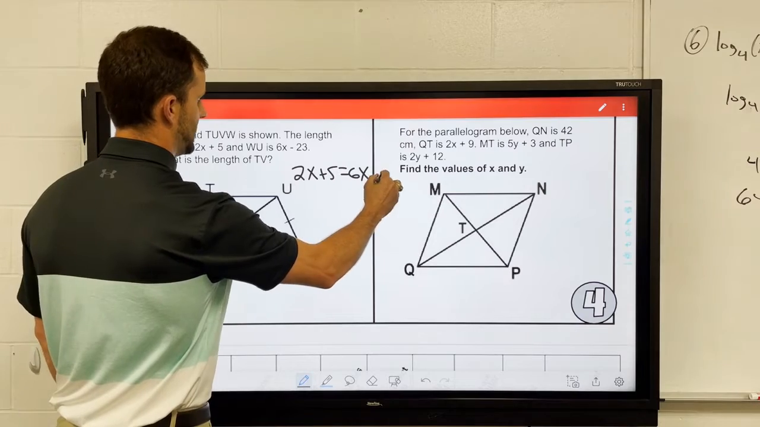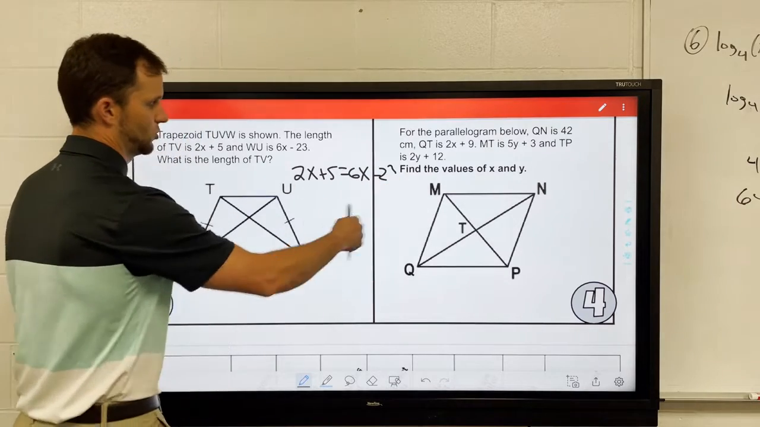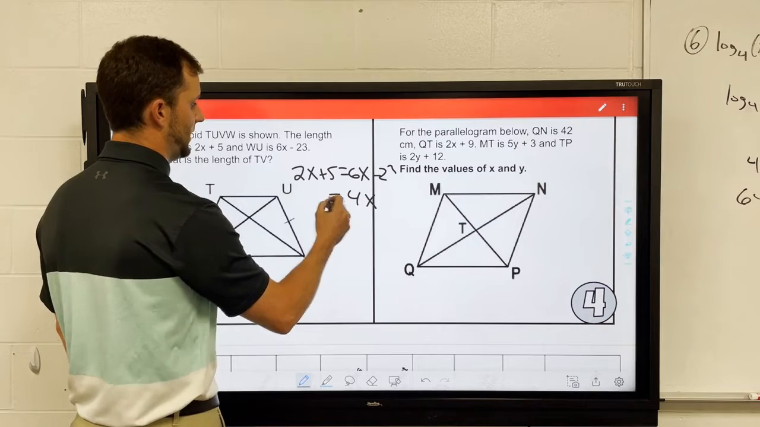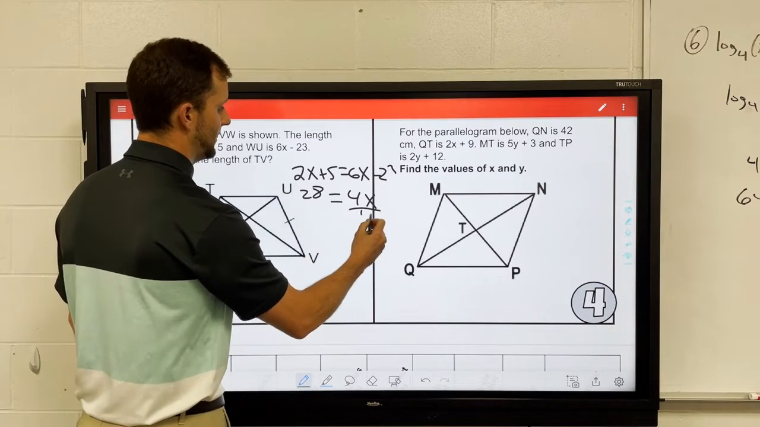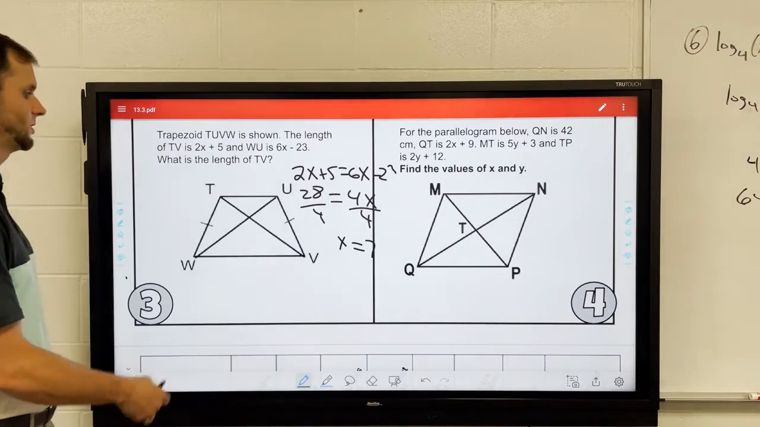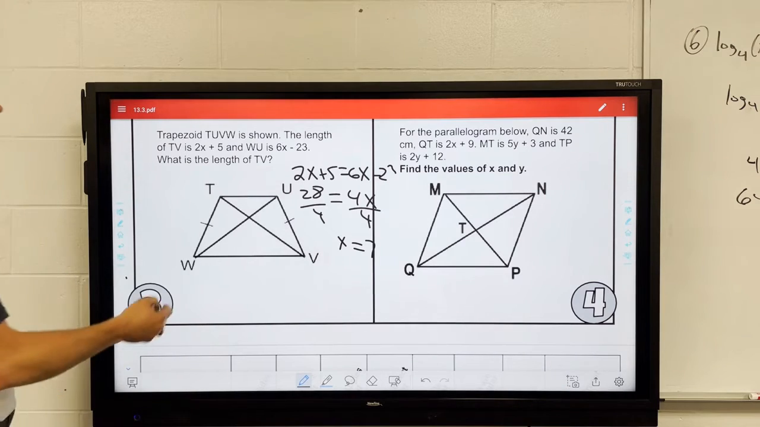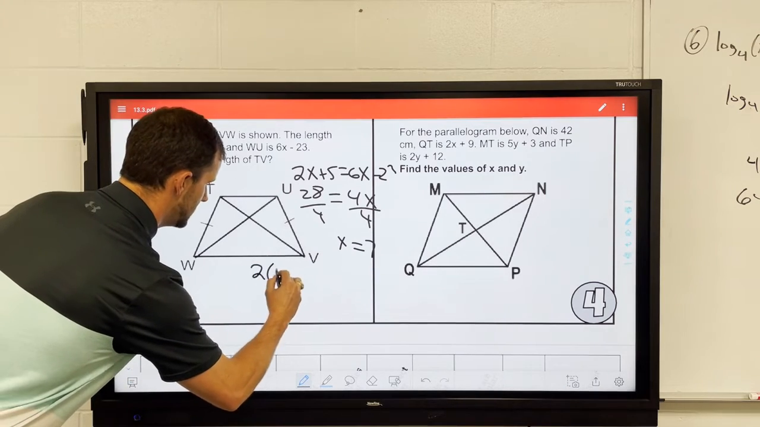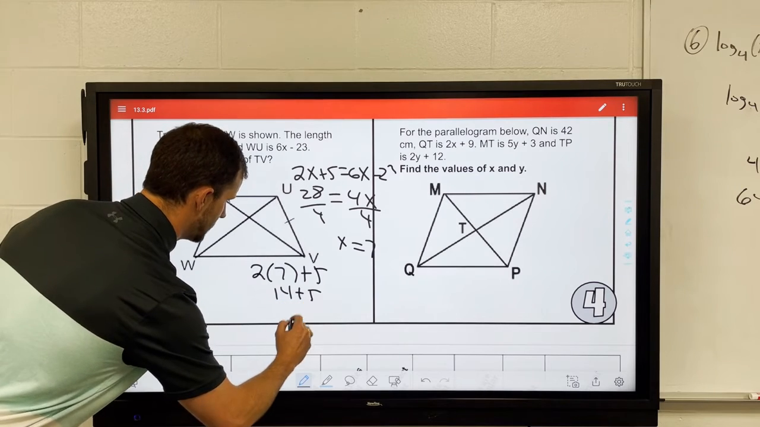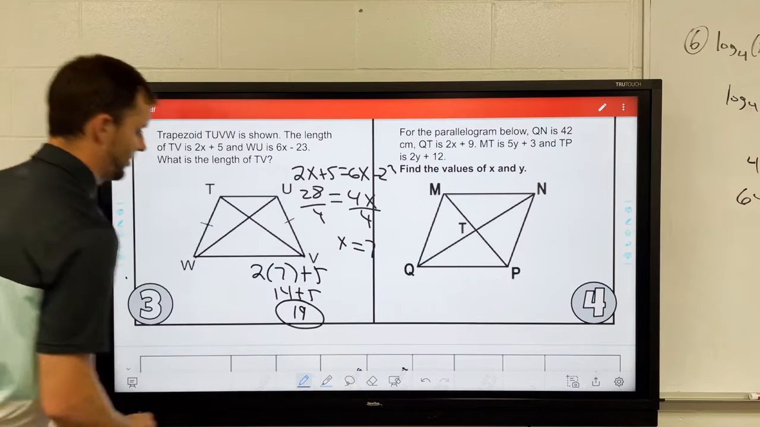So 6x minus 23. So I'm going to subtract 2x, which is going to give me 4x. I'm going to add 23, which is going to end up giving me 28. I'm going to divide by 4 on both sides, which is going to end up giving me 7. And it wants me to find the measure of t to v. So t to v is going to be 2 times 7 plus 5. 2 times 7 is 14. 14 plus 5 is going to give you a measure of 19.